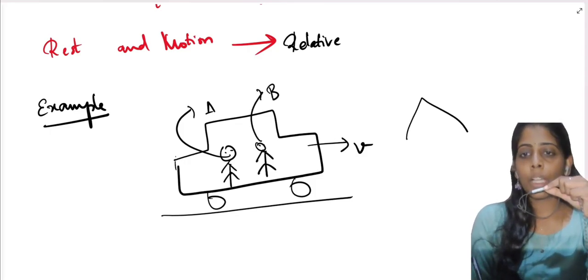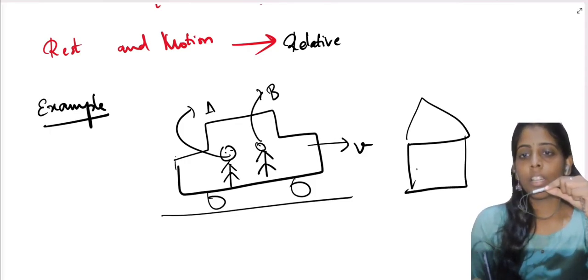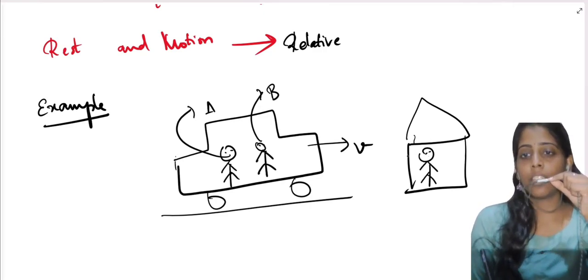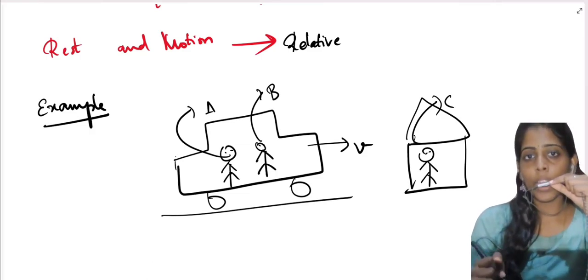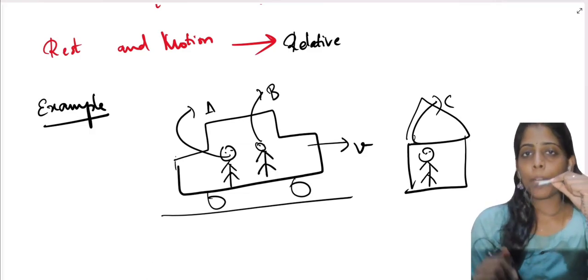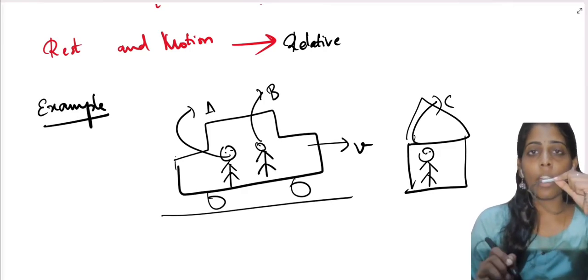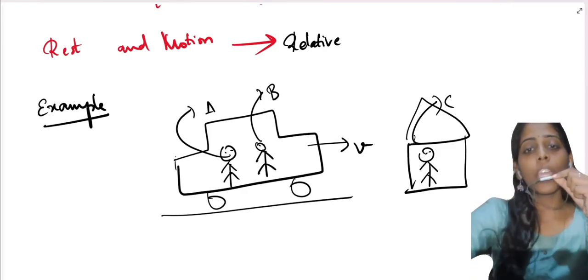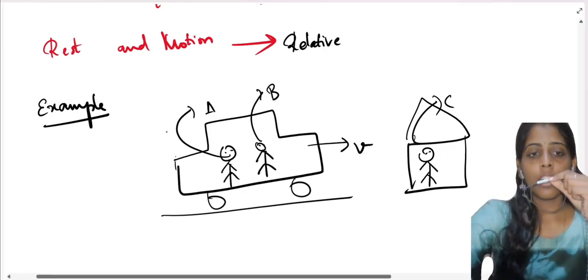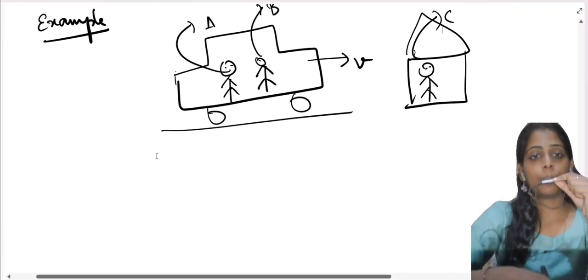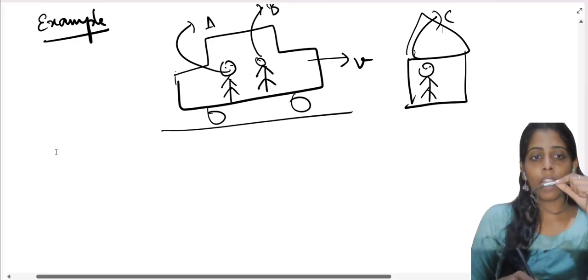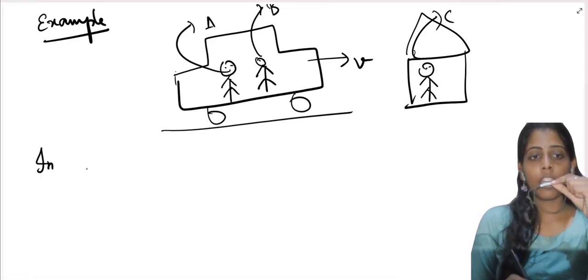Now I have a bus stop near this road and a person is waiting for the bus, and let us name him C. Now my question to you is, can you tell whether the person A is in rest or is in motion? If I'm going to ask you this question, you have to ask me another question: in whose perspective?